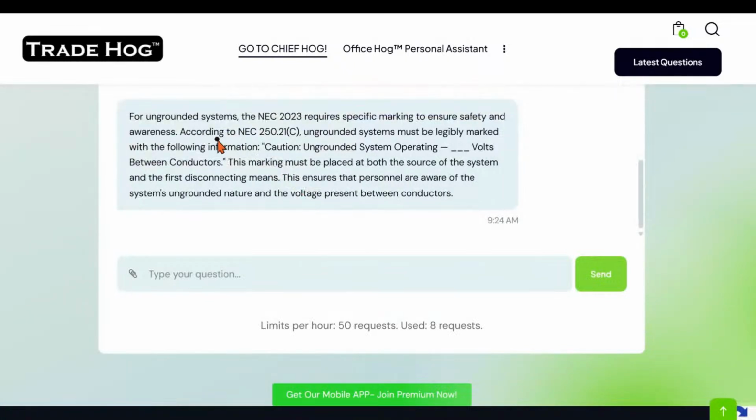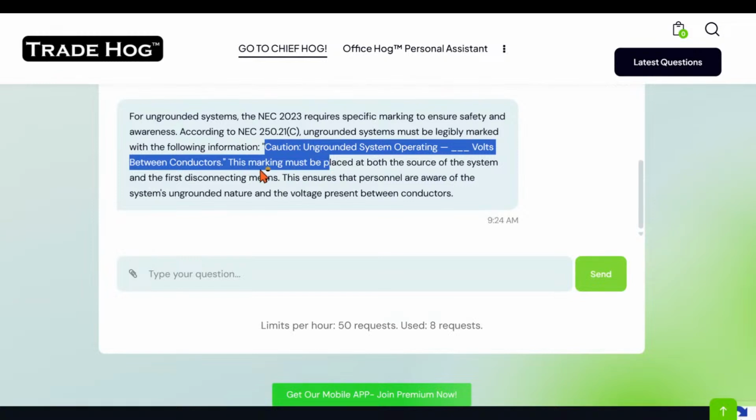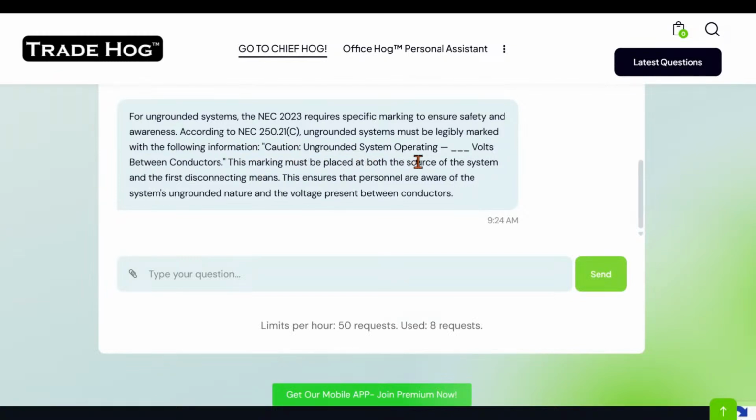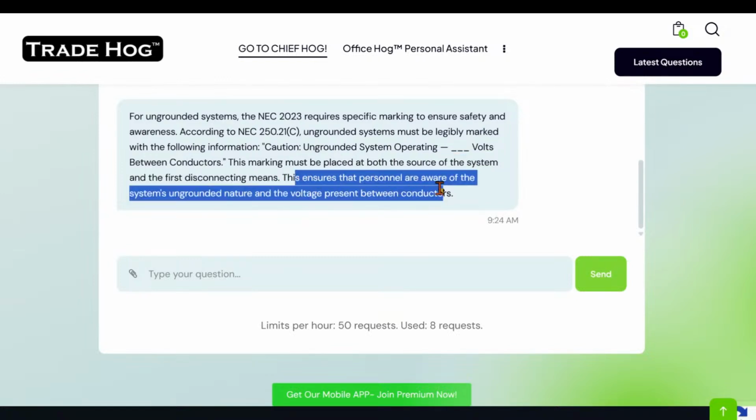This is how we tune the model, okay? And this is why we try to do it so that you don't copy and paste code questions from exam preps, because they can be wonky. This is how you would ask it in the field. And here it gives you the value, it gives you the code reference, and here you see what it said. It says this marking must be placed on both the source of the system and the first disconnecting means, okay? That is the accurate answer to how you ask.